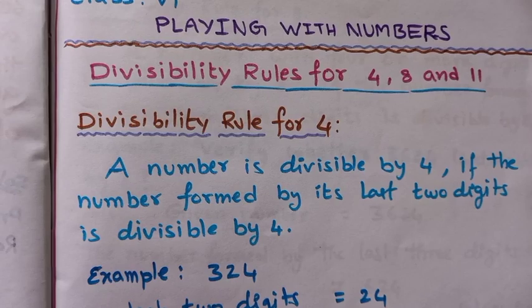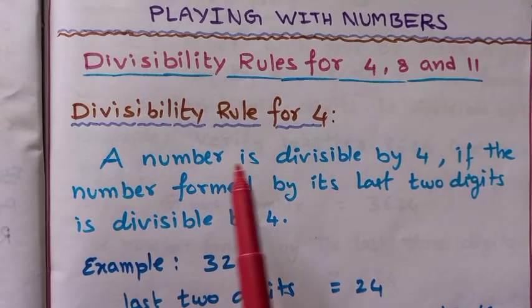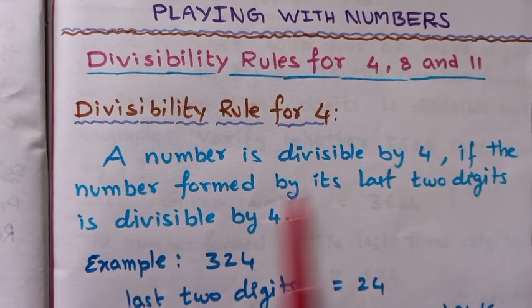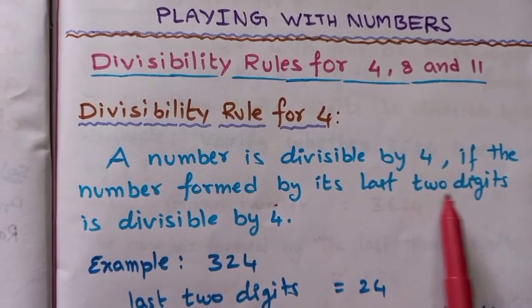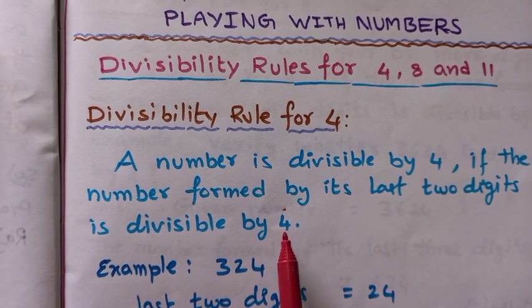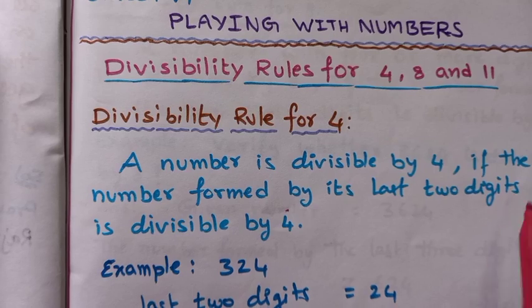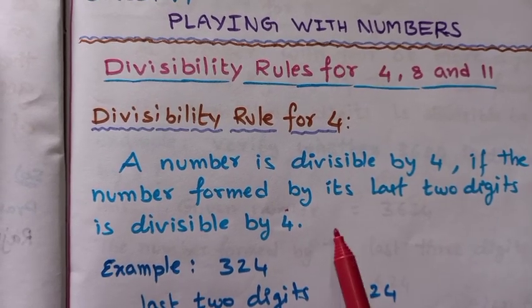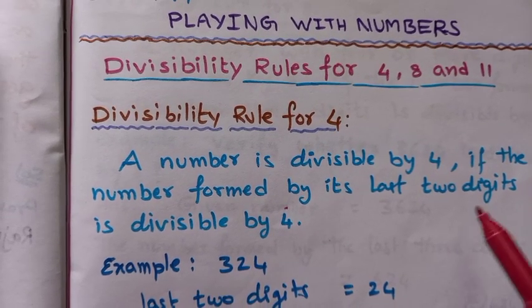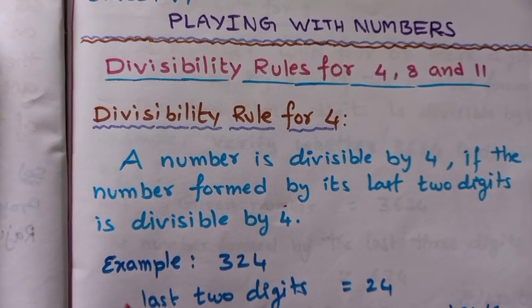Now we will learn the divisibility rule for 4. A number is divisible by 4 if the number formed by its last two digits is divisible by 4. The meaning of this: if the number formed by its last two digits is divisible by 4, then the original number is also divisible by 4. Look at the example.